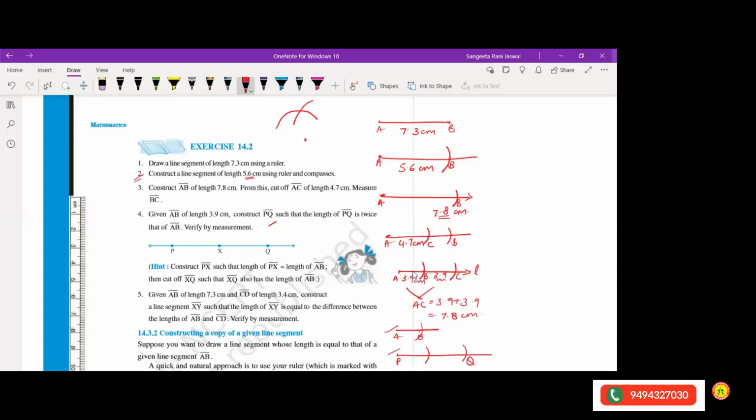Understood, children? Yes, ma'am. Shall we move to the next question? Yes, ma'am. Or are there any doubts, anyone? Okay, children. Let's move to question number 5.